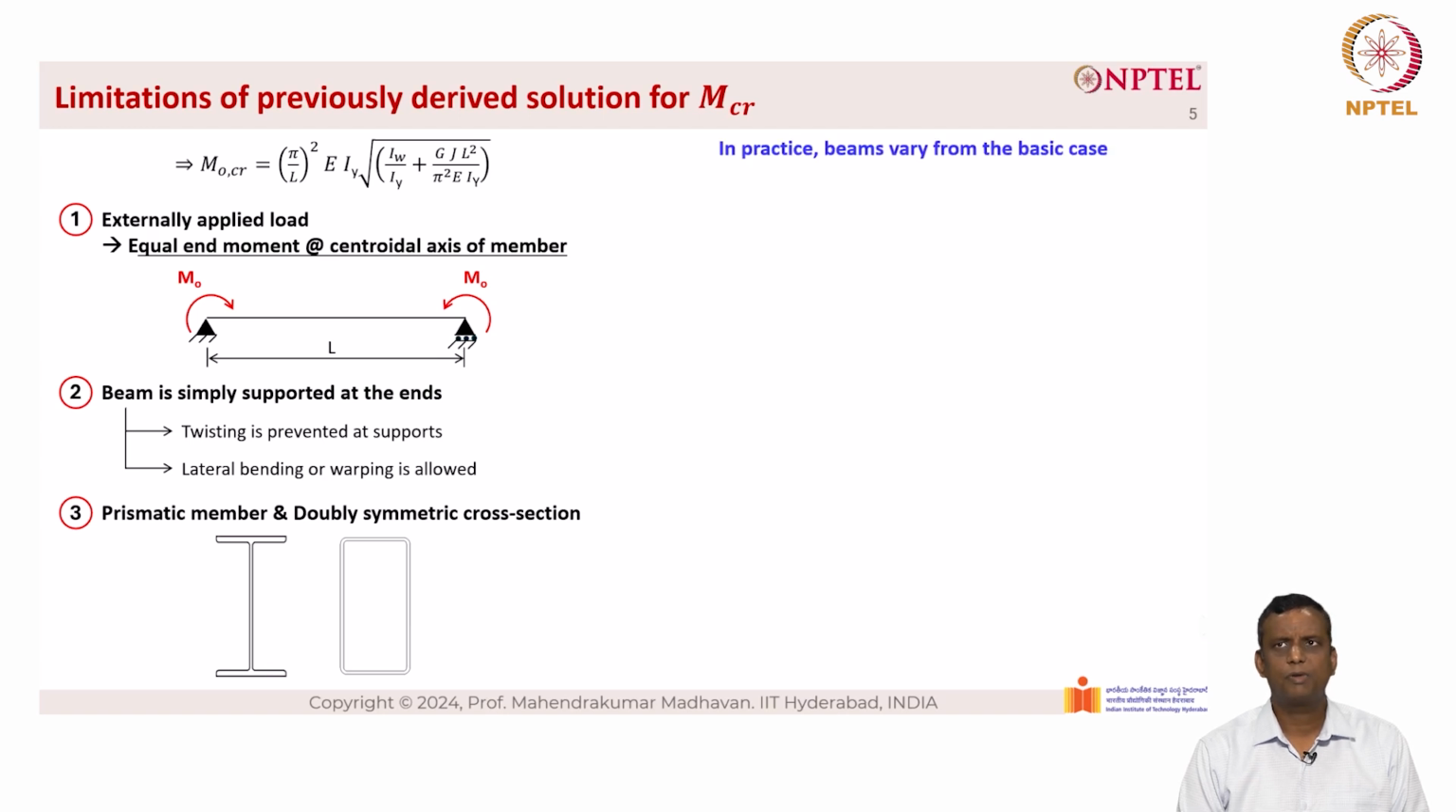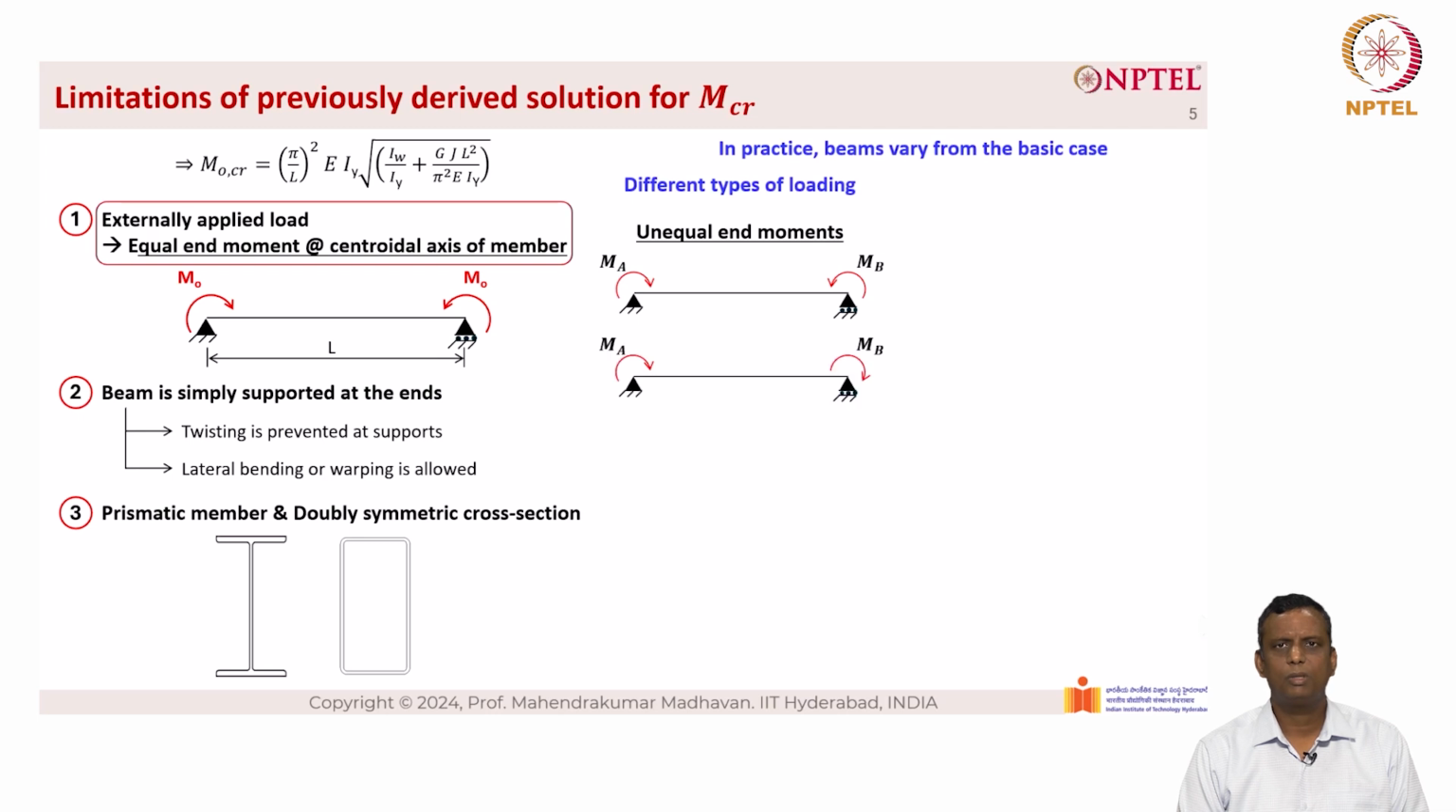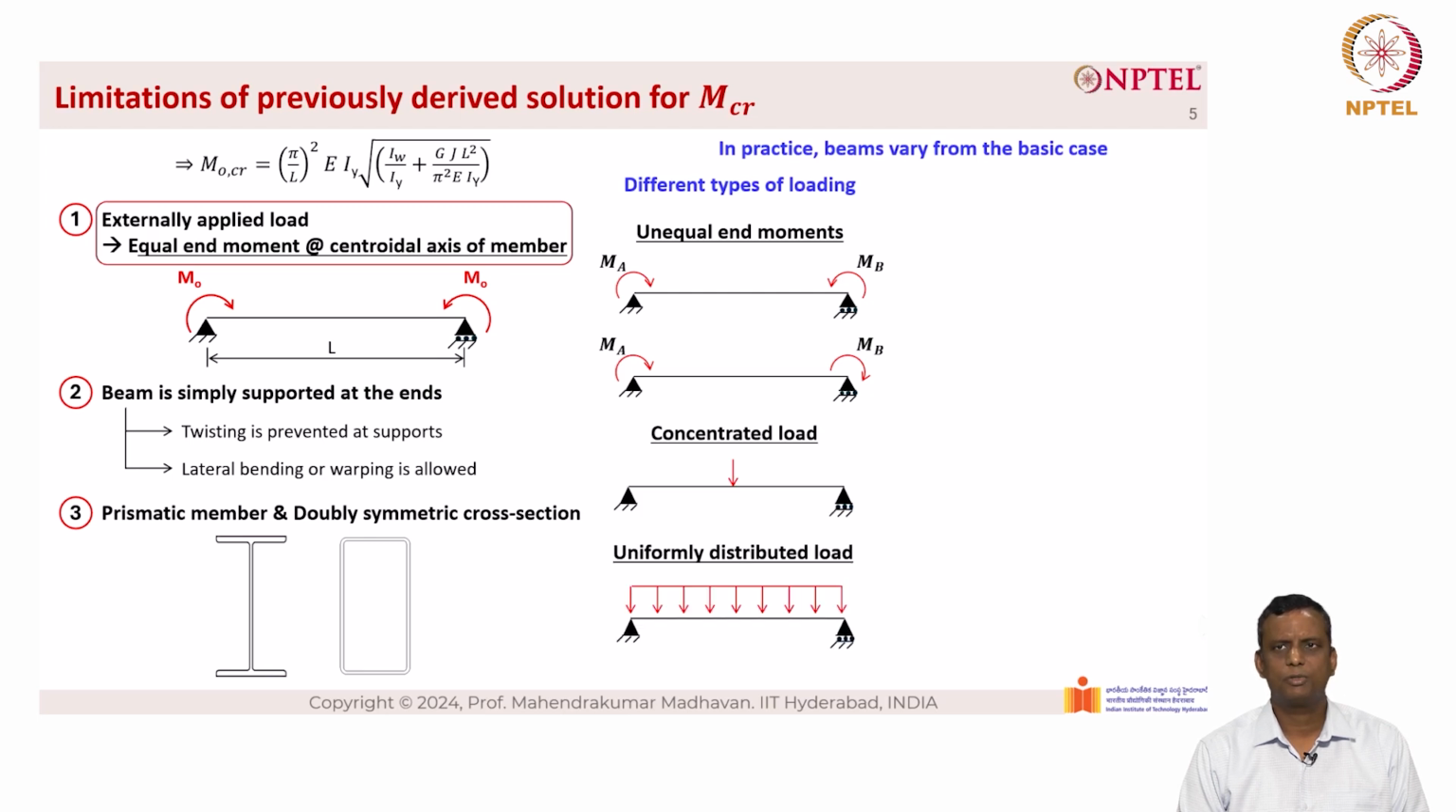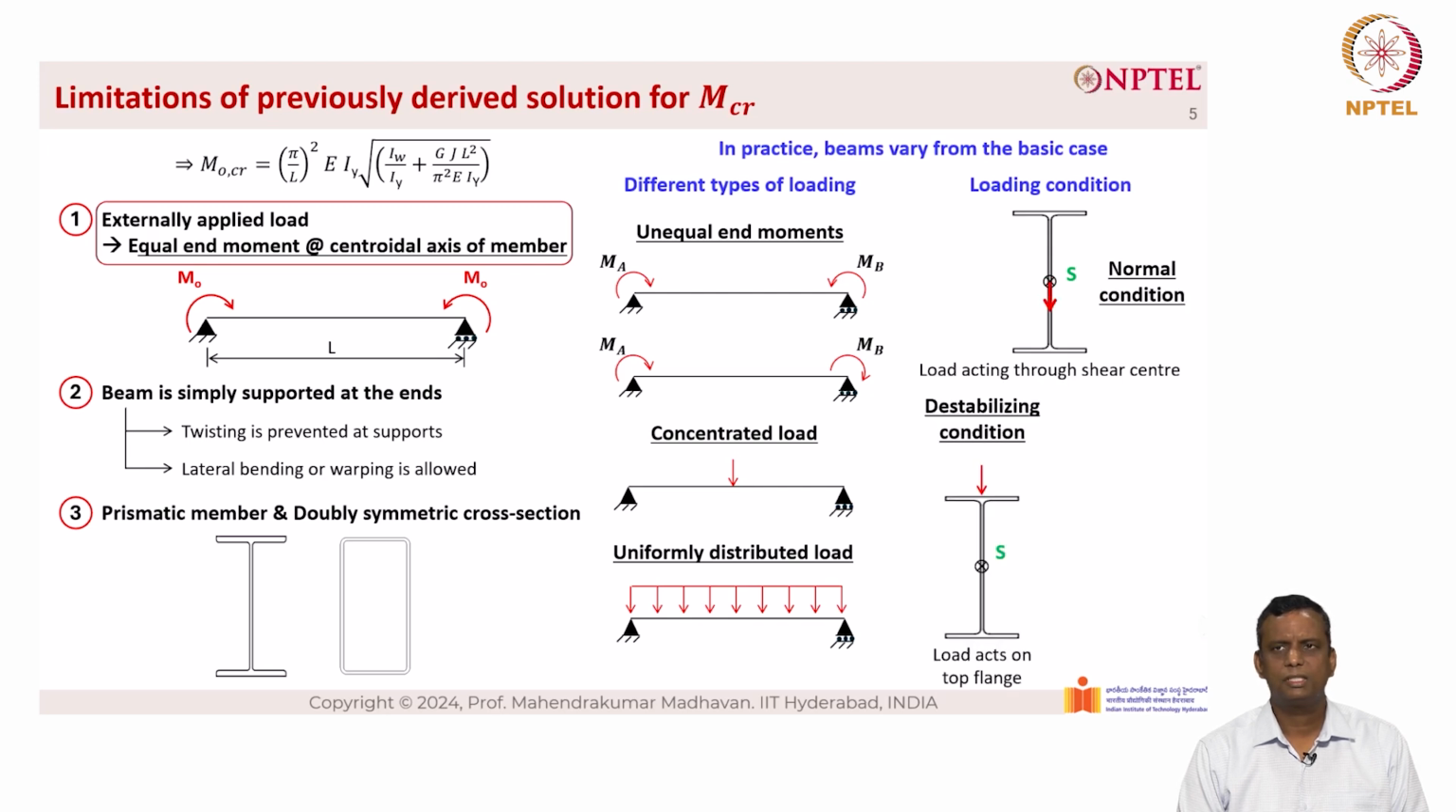In practice, beams vary from the basic case. Different types of loading are there, unequal end moments and equal end moments acting in the same direction, or a concentrated load or a uniformly distributed load. The loading conditions can be load applied at the shear center, which is a normal condition, or the load applied at the top, which is a destabilizing condition, or the load applied at the bottom of the flange, which is a restoring force, also classified as a normal condition.